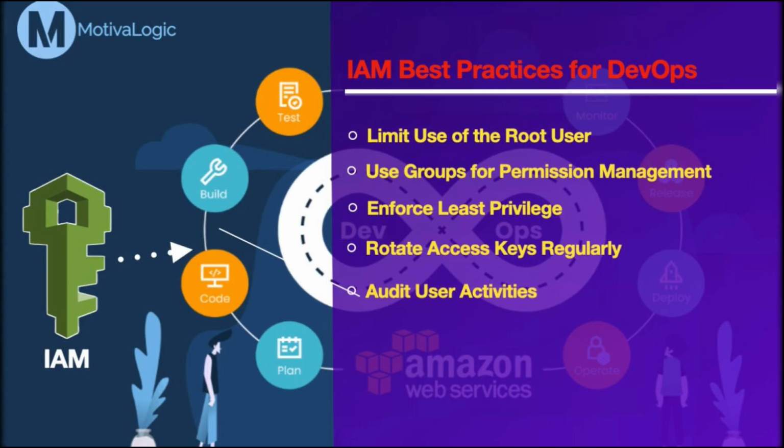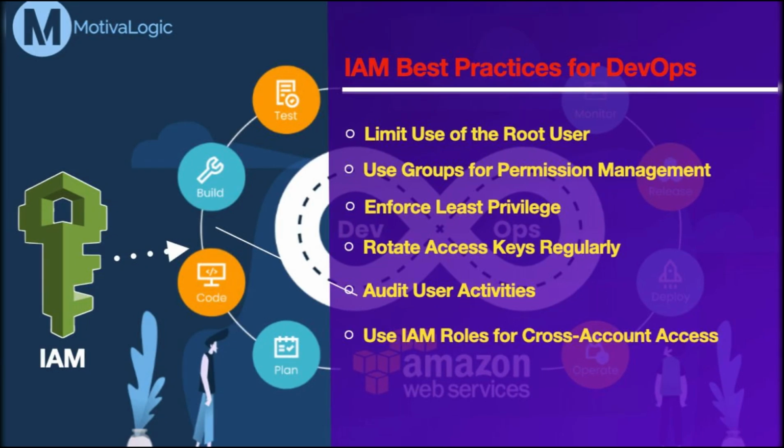Audit user activities. Frequent auditing of IAM user activities ensures that permissions are being used correctly and helps detect any unauthorized access. Use IAM roles for cross-account access. IAM roles allow you to grant permissions across AWS accounts, an important feature for DevOps teams working in multi-account environments.